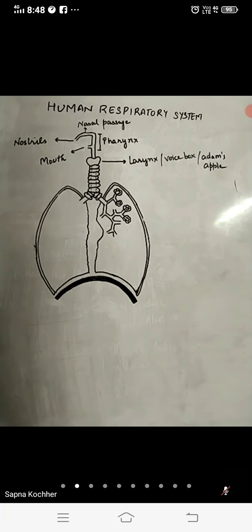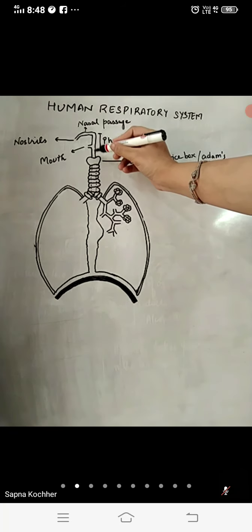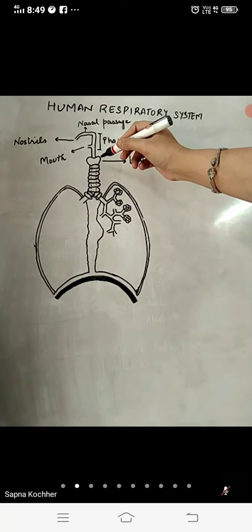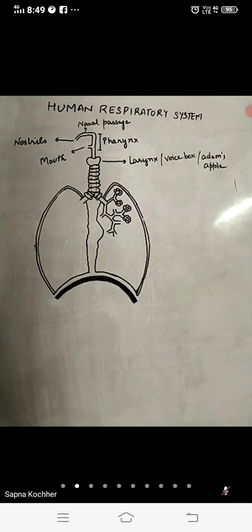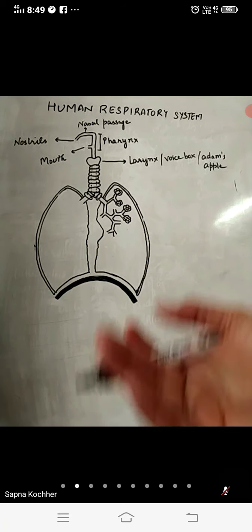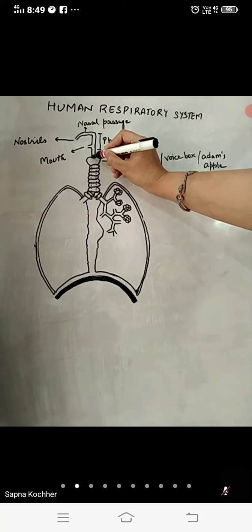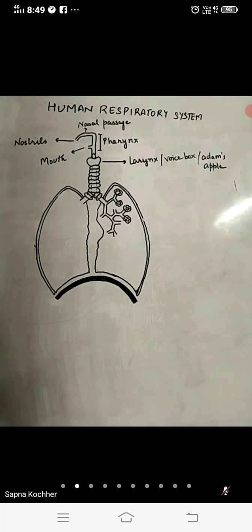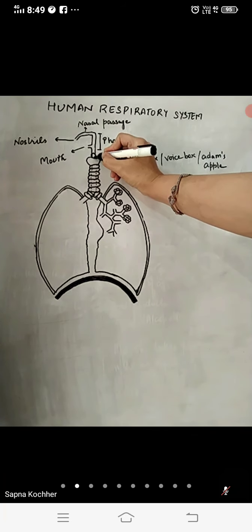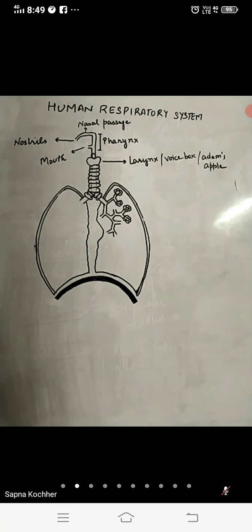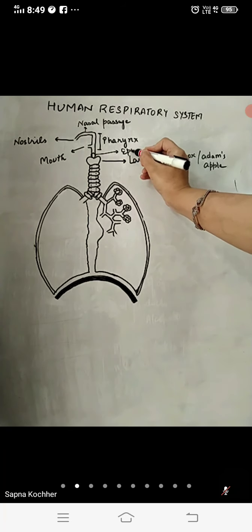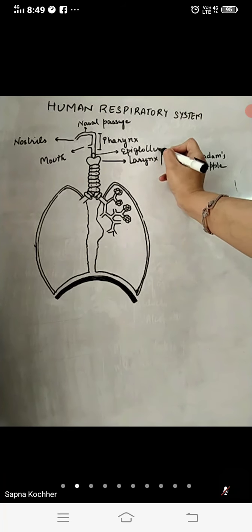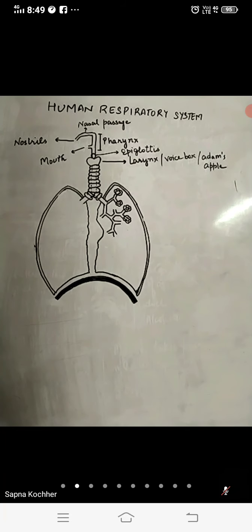Okay, then at the start of the windpipe, where the larynx is present, it is also covered by a flap-like structure which prevents food from entering the windpipe. That flap-like structure is called the epiglottis. You can make it like this, somewhat over the larynx. This is just a knob-like structure I have made over the larynx. This flap-like structure is termed the epiglottis.